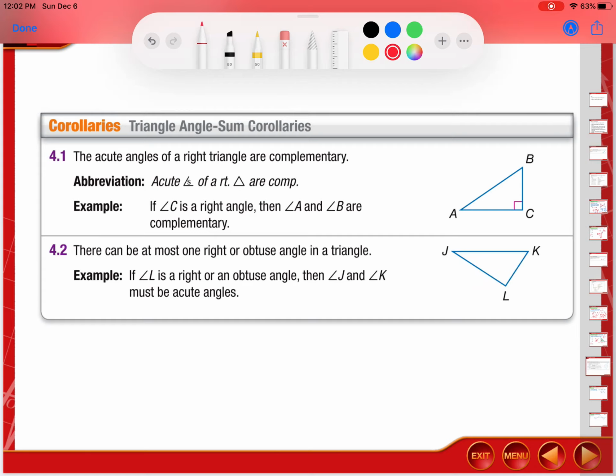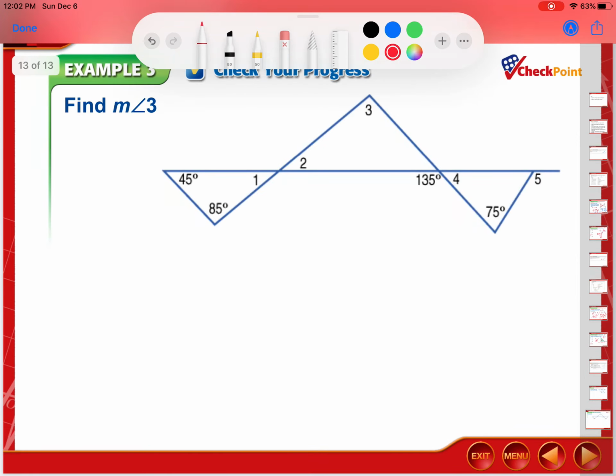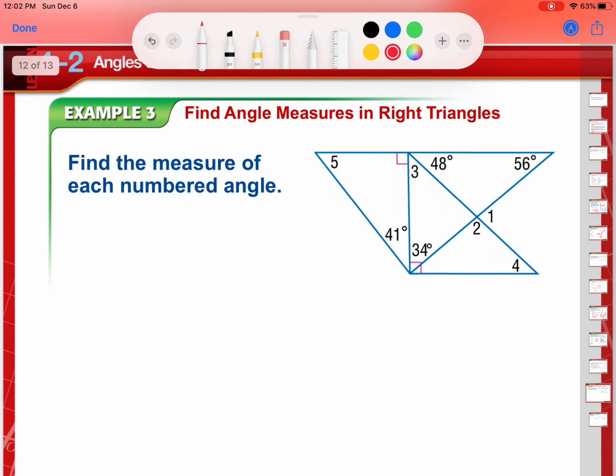So we would end up with 130. Delightful, delightful, delightful. All right, so triangle angle sum corollaries. So this is just a way to abbreviate these if you were to write a proof. I'll let you copy those in your notes. We're not actually going to go over them. They're just shorthand ways to write things.